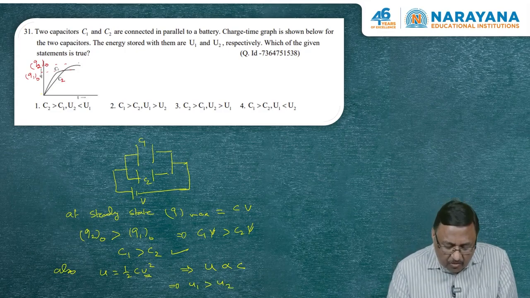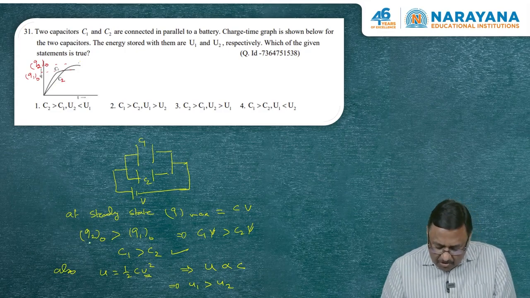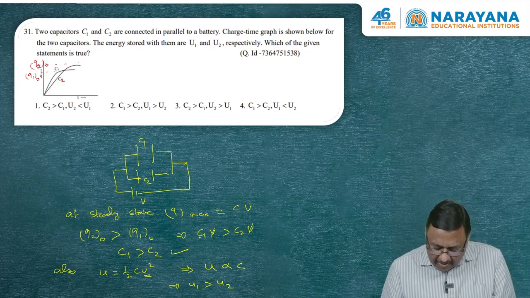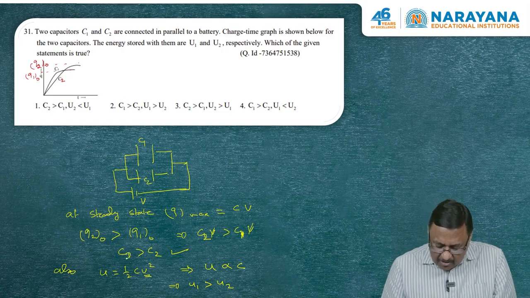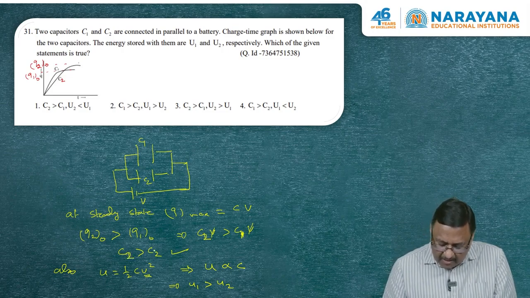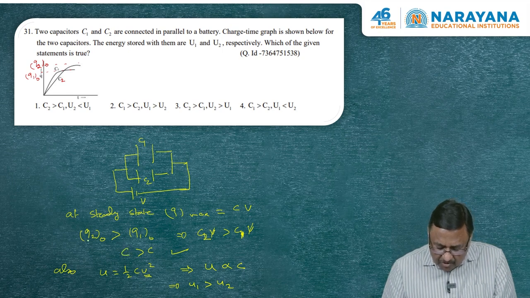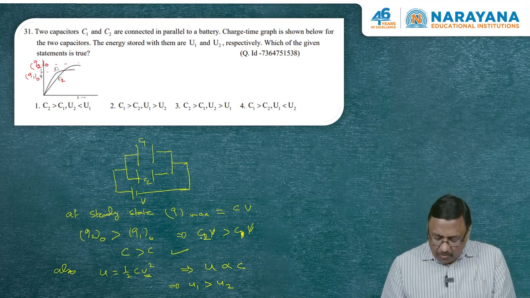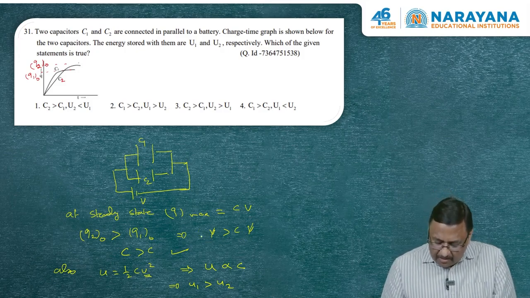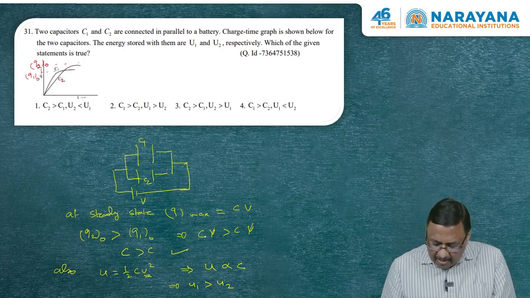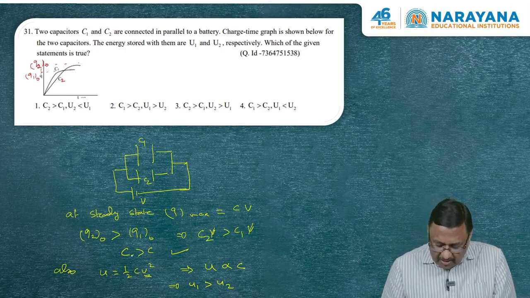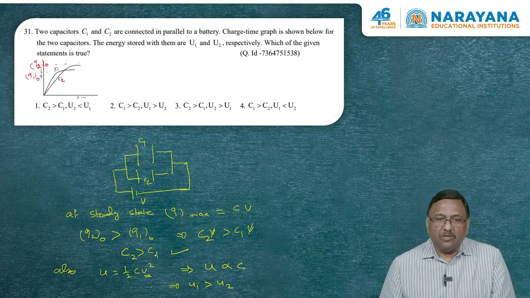I'm sorry, I just changed this notation. C2 is having more, so 2 is more. It is C2 and this is going to be C1. So C2 is going to be more than C1. Just a moment, let me correct it. It is going to be C2 because we are writing Q2 is more than Q1. Q2 is C2 into V, Q1 is C1 into V. I hope you understand what I'm saying. This was just a mistake from my side. Now you can write C2 and this is C1, so C2 is going to be greater than C1.